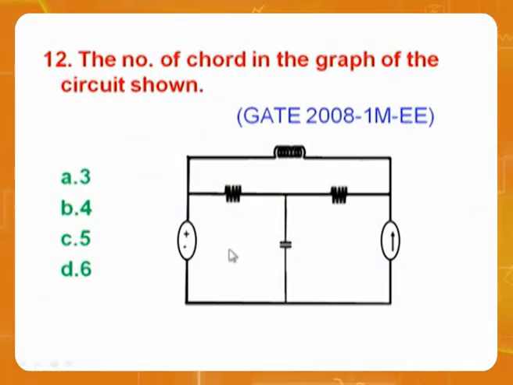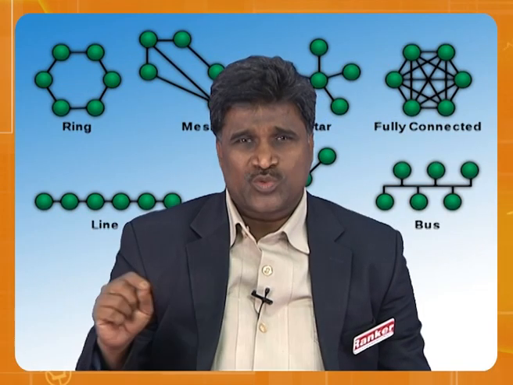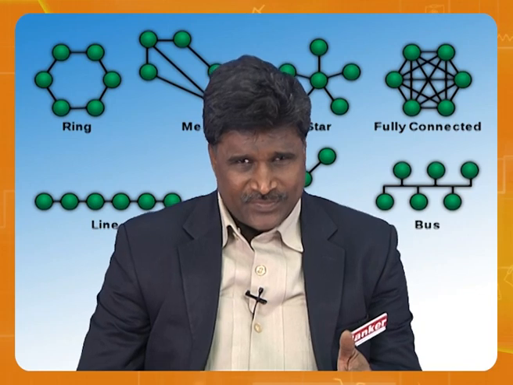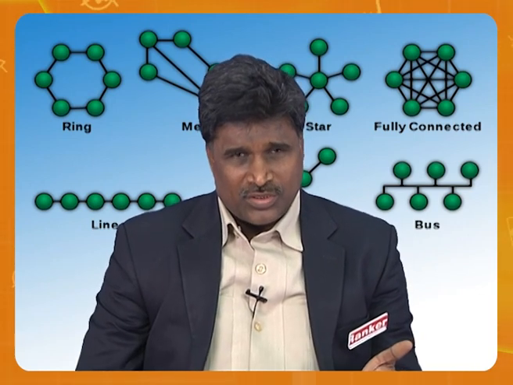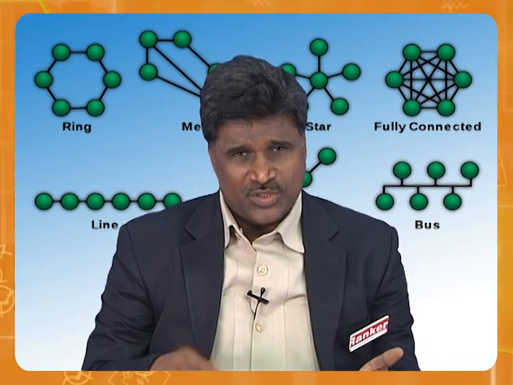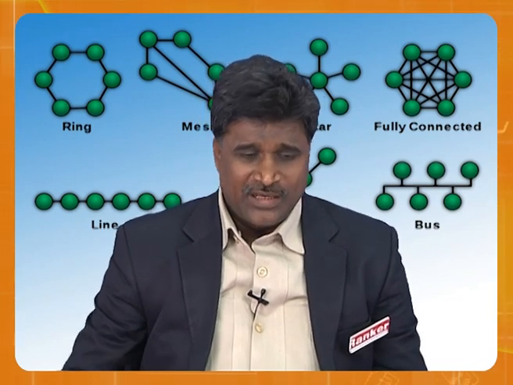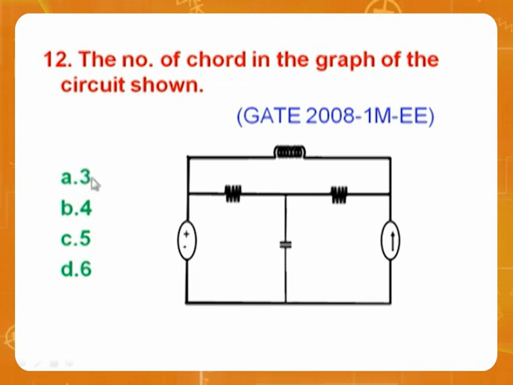Can I give the answer? Very simple. How many branches are there? 1, 2, 3, 4, 5, 6 branches. How many nodes are there? 1, 2, 3, 4. So B minus N plus 1. B is 6, N is 4. So 6 minus 4 is 2, plus 1 is 3. Therefore, answer is 3. A is the answer.